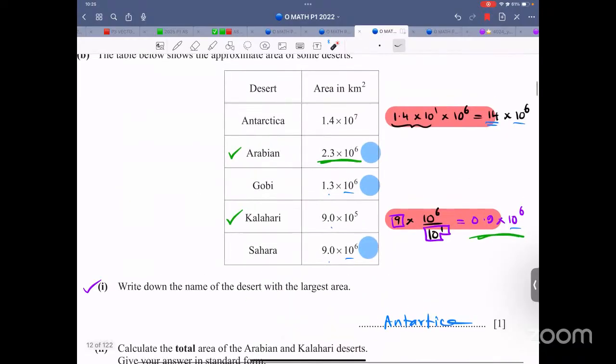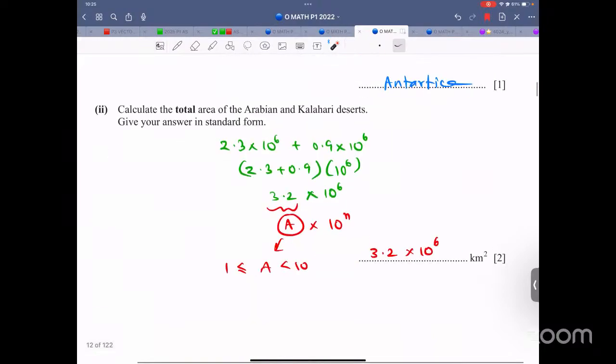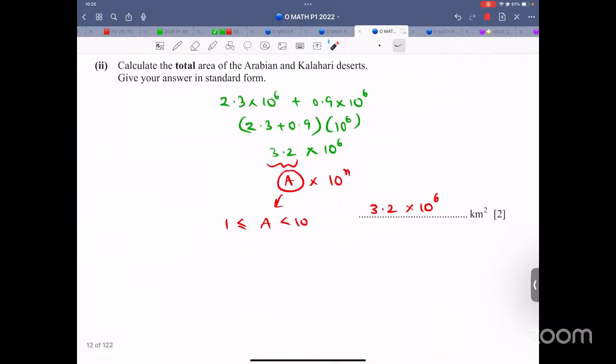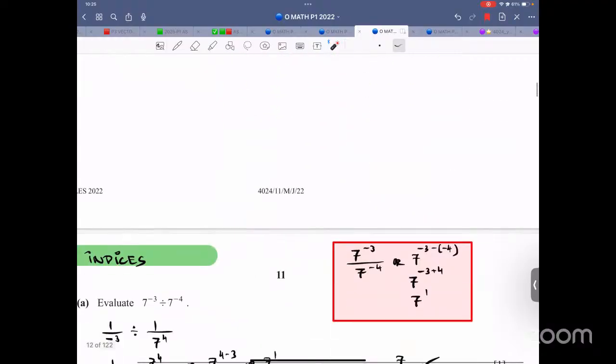So now the next one, the total of Arabian and Kalahari. So Arabian is 2.3, Kalahari is 0.9. So 2.3 plus 0.9, that's 3.2 into 10 power 6. And yes, it's in the standard form because the rule of standard form is A lies between 1 and 10.